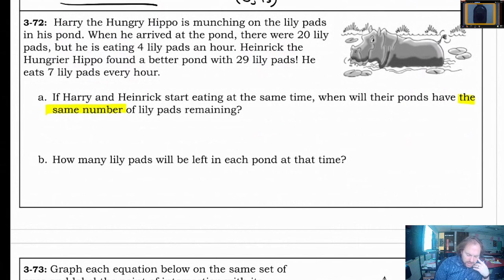Well, let's think about these 2 hippos. Harry has 20 lily pads and is eating 4 an hour.